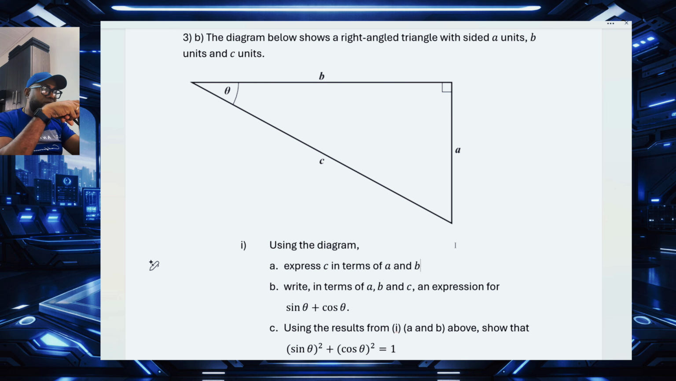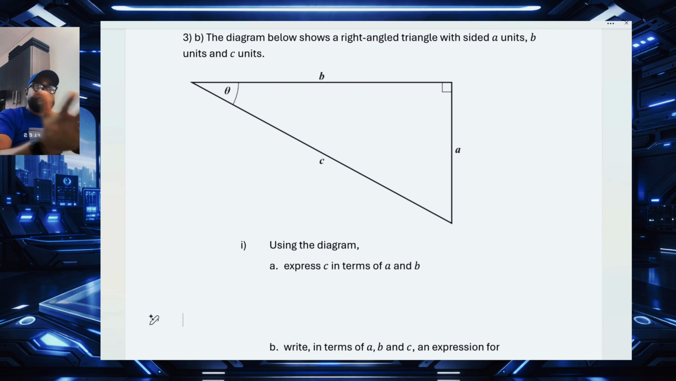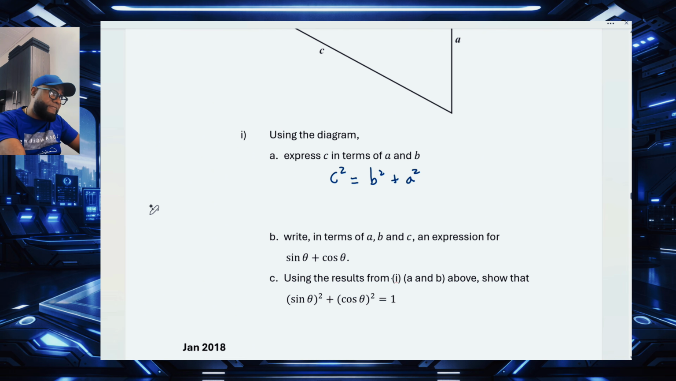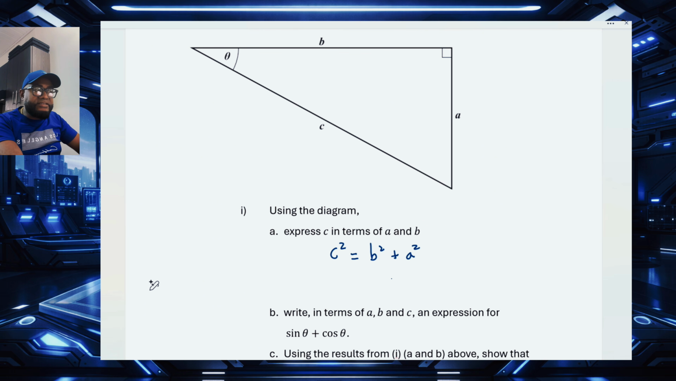The diagram below shows a right angle triangle with sides A units, B units, C units. Using the diagram, express C in terms of A. Express C in terms of A and B, right? So what is the original formula using what they have here? What is the hypotenuse? C. C squared will be equal to B squared plus A squared, or A squared plus B squared, however you want to write it. Now, express C in terms of A and B means you need to make C the subject. What do you do with the square when you carry it here?